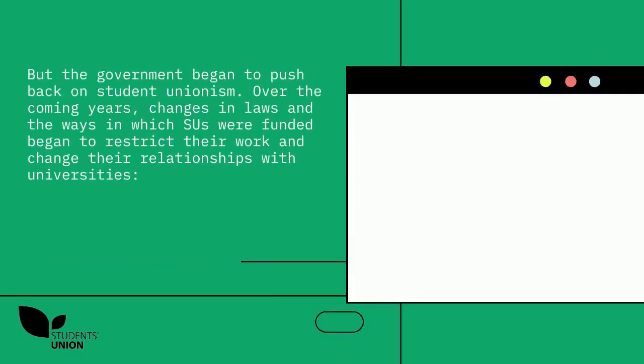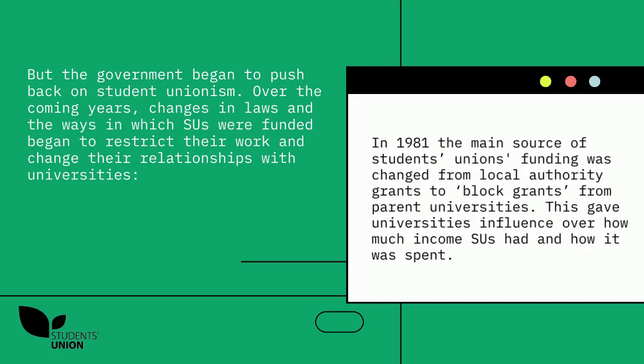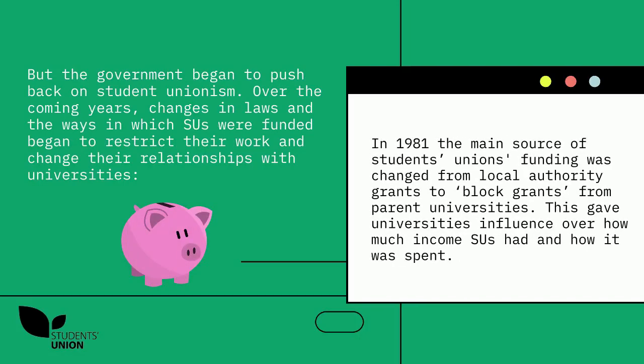But the government began to push back on student unionism. Over the coming years, changes in laws and the ways in which SUs were funded began to restrict their work and change their relationships with universities. In 1981, the main source of students' unions' funding was changed from local authority grants to block grants from parent universities. This gave universities influence over how much income SUs had and how it was spent.